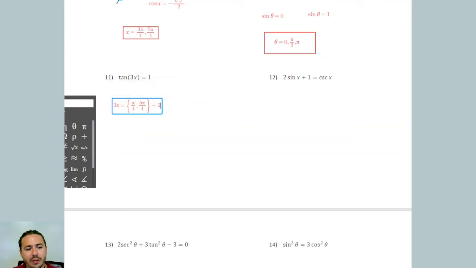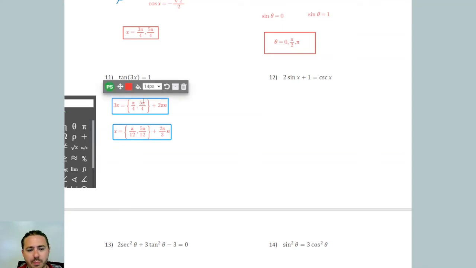Just to make sure that we collect all the ones that we're supposed to. So if I am supposed to divide everything here by 3, what I get is x equals, well, pi over 12. And let's see, divided by 3 would be 5 pi over 12. And if I divide this by 3 as well, I get plus 2/3 pi n, or 2 pi over 3. So that means I'm actually going to have a total of 3 cycles that will be in between 0 and 2 pi.